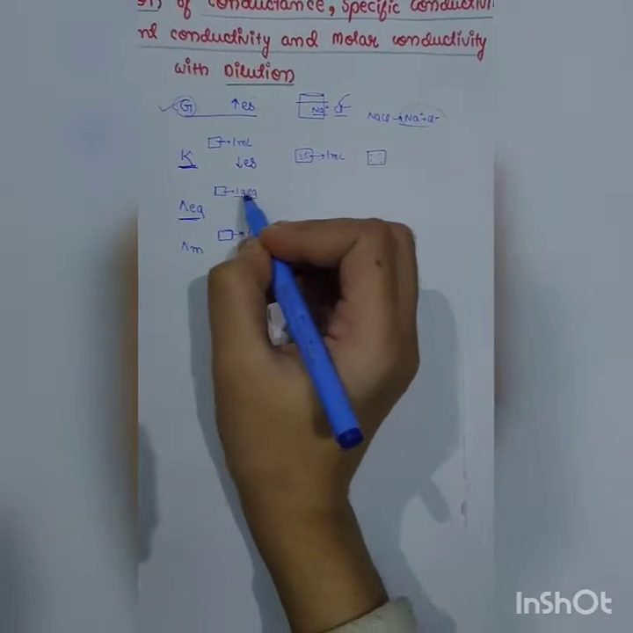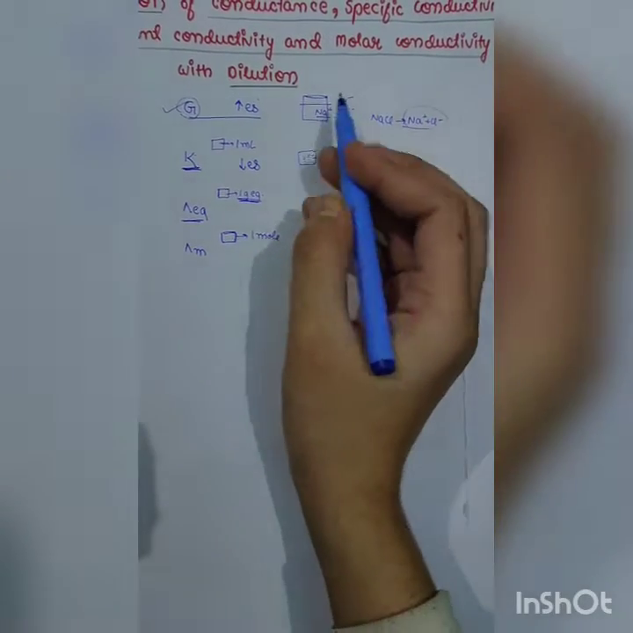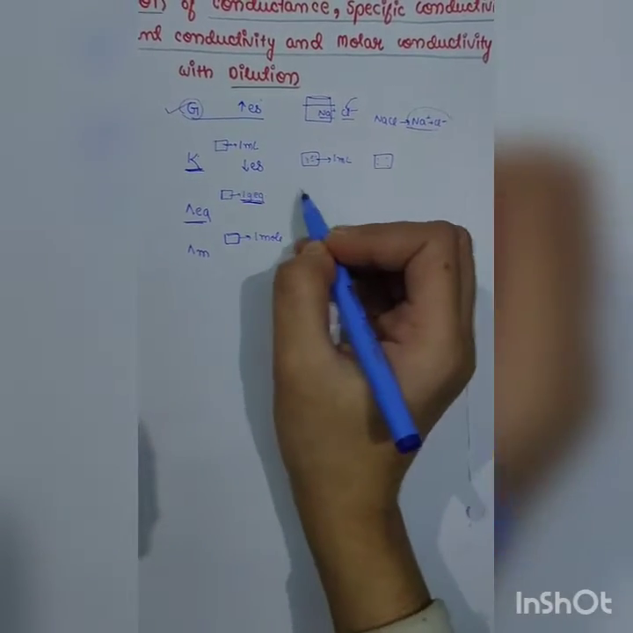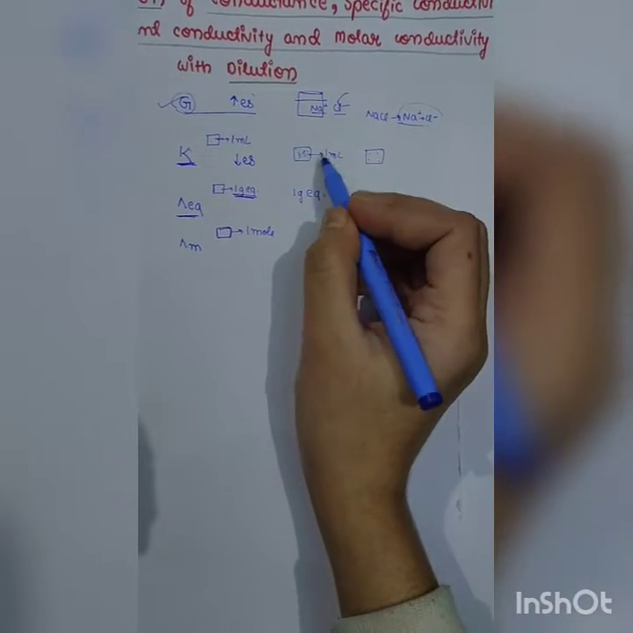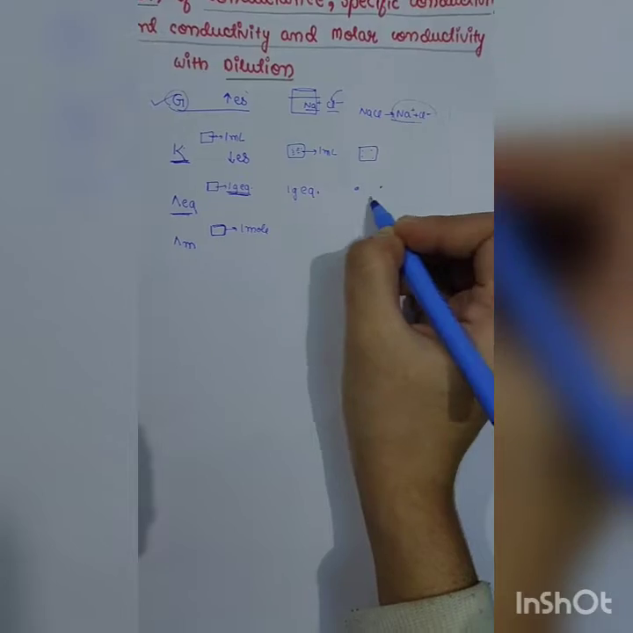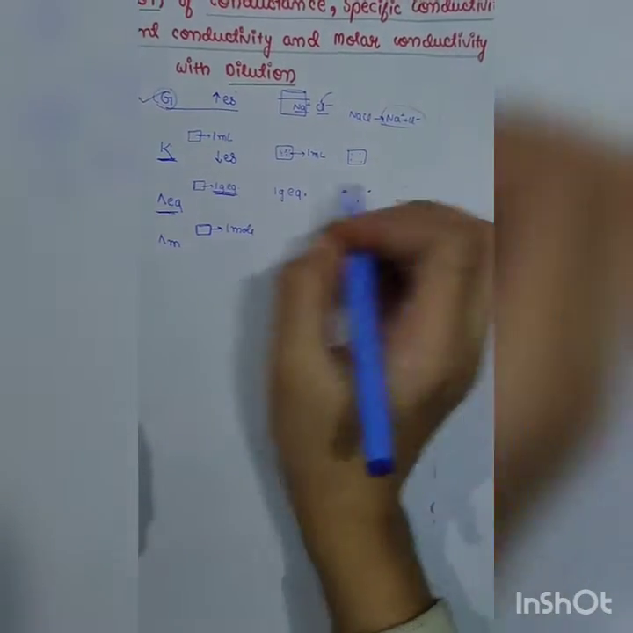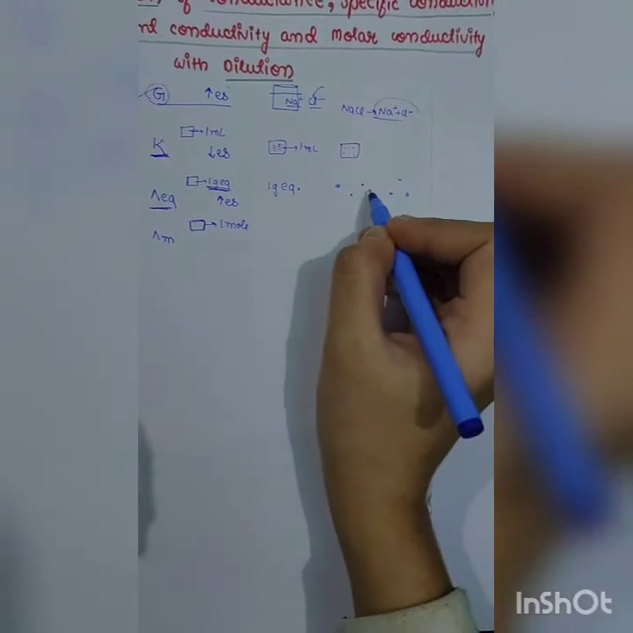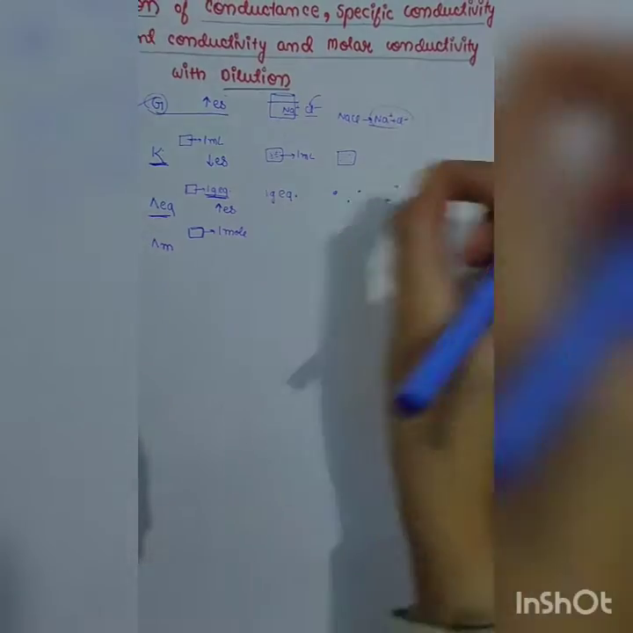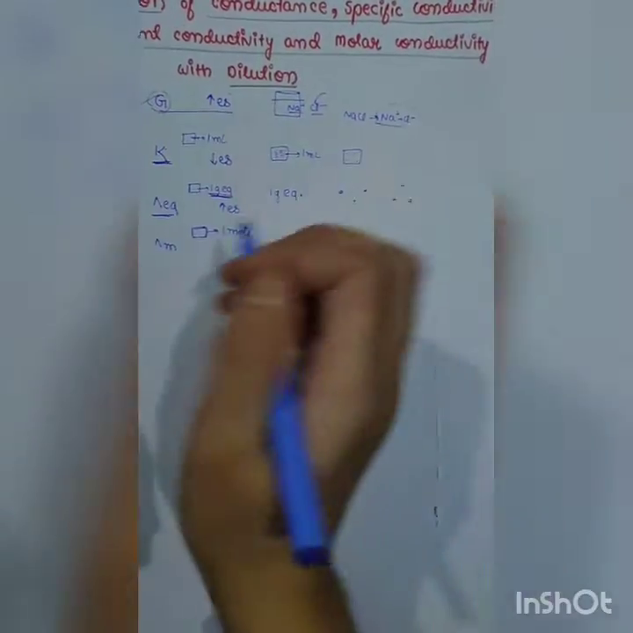Next is equivalent conductivity, that much volume which contains 1 gram equivalent of the electrolyte. Now what happens if we add water to it? The ions will separate, and because of the ions separating, equivalent conductivity will increase. The ions will separate, the interactions between them will decrease, and they will be more free to move. So conductance will increase, so equivalent conductivity will increase.